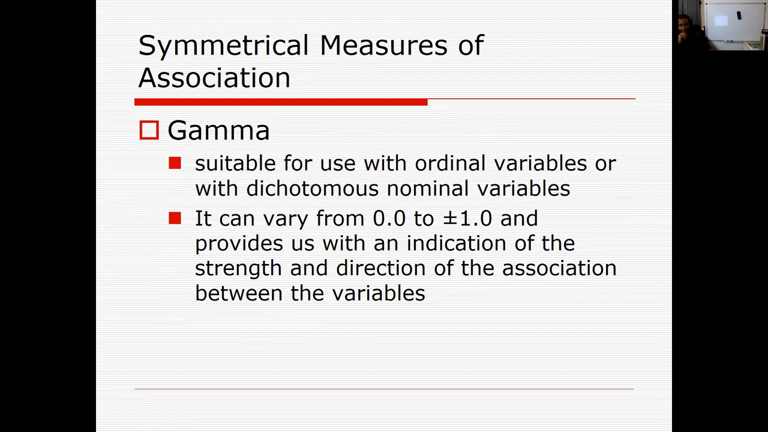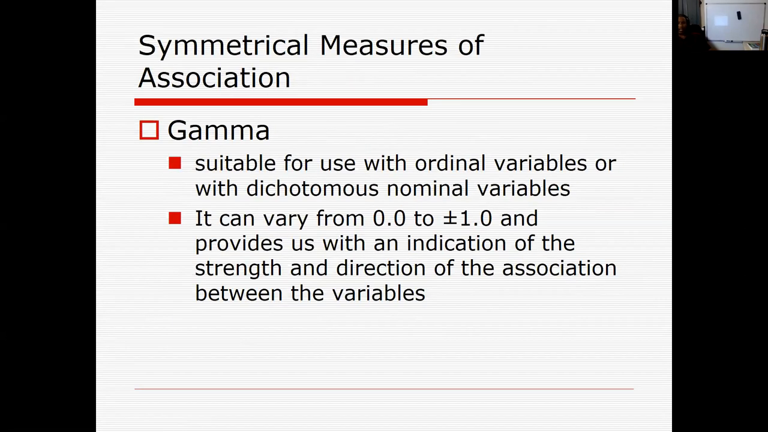Now, like I said, gamma is suitable for use with ordinal level variables. So you need ordinal level data, or you need a dichotomous nominal variable. You need both to be ordinal, or one to be ordinal and the other dichotomous nominal, or both to be dichotomous nominal, okay? You can't have one of them ordinal, one of them nominal, and still calculate gamma. It doesn't work.